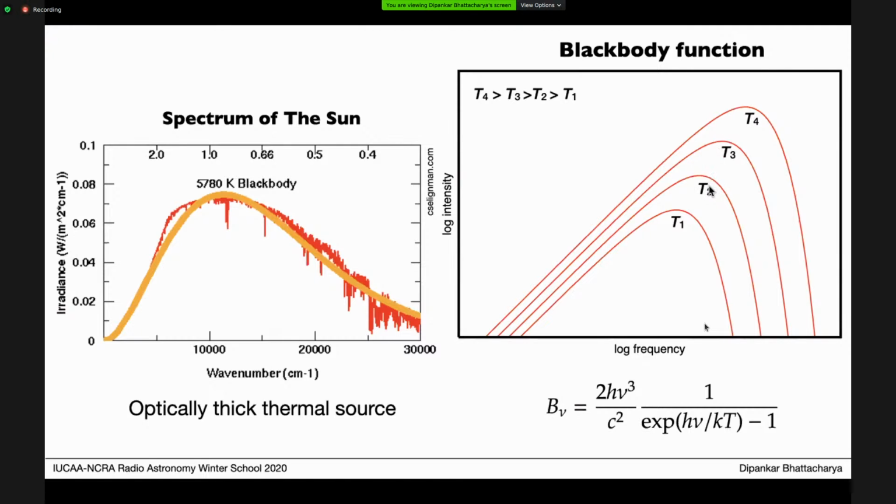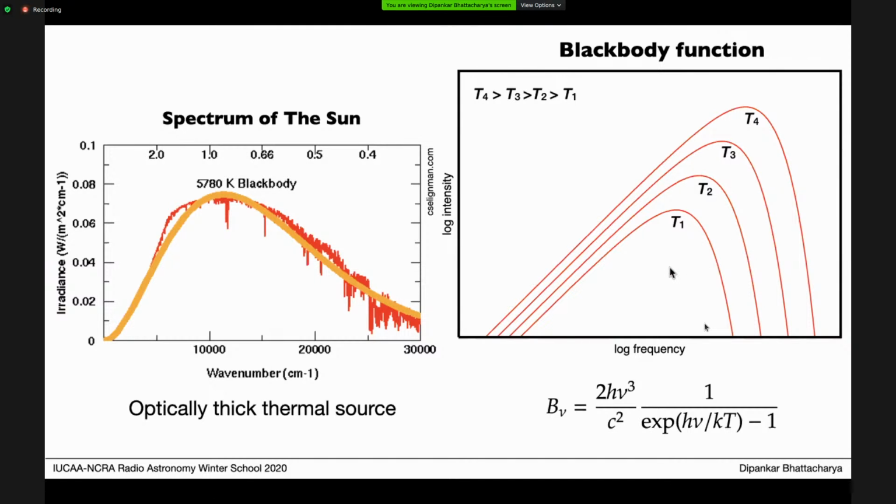And it's also important to note that the blackbody function at a higher temperature completely envelopes the blackbody function at a lower temperature. That means it is higher at any frequency. Whichever frequency you choose, the blackbody function at a higher temperature is higher than that of a blackbody function at a lower temperature. So that's a standard characteristic of the Planck function.